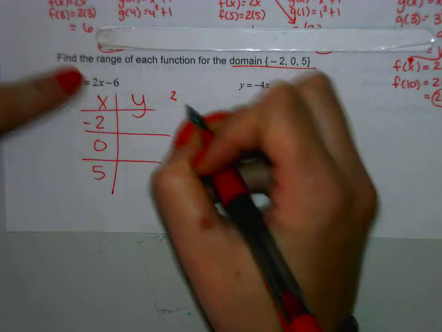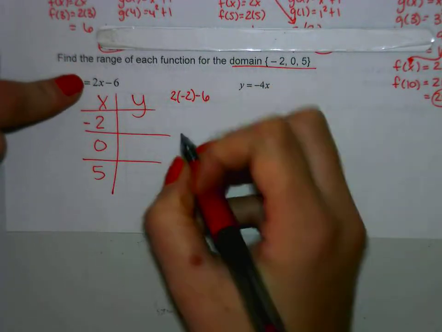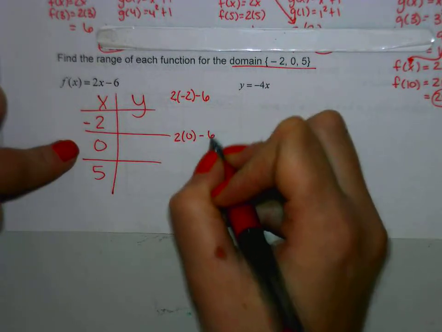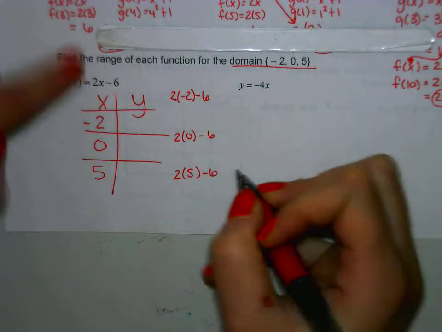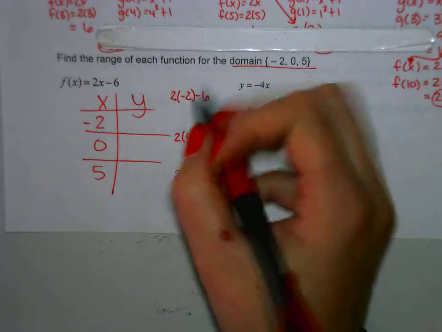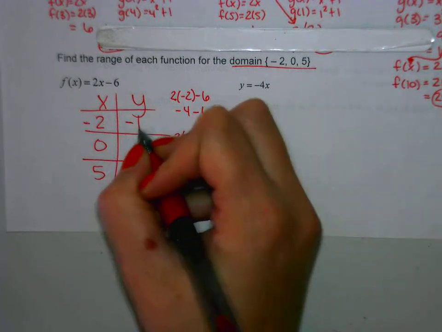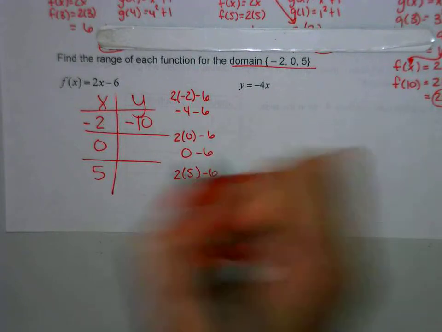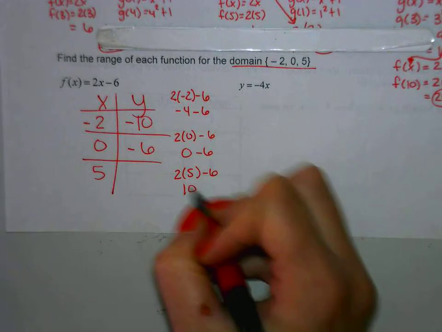Then we'll have 2 times 0 minus 6, and 2 times 5 minus 6. So if I solve this, 2 times -2 is -4, and -4 minus 6 is -10. 2 times 0 is 0. 0 minus 6 is -6. 2 times 5 is 10. 10 minus 6 is 4. So these are our range values for each of our domain values.